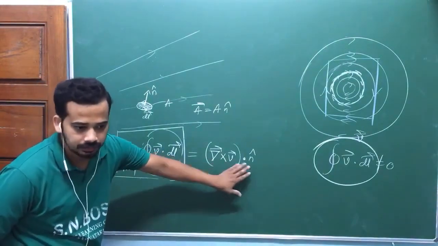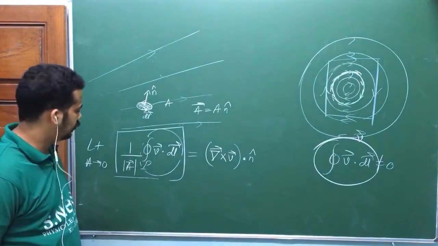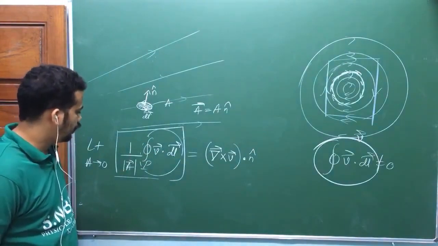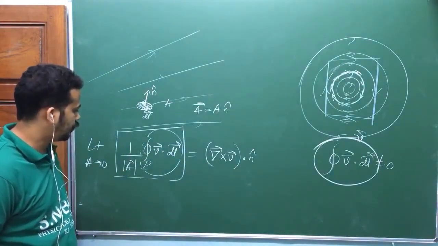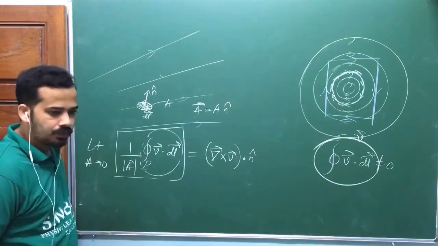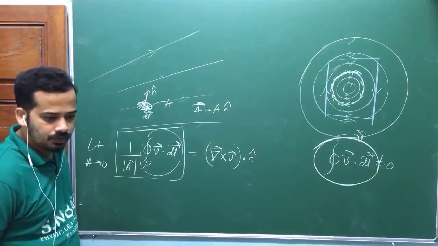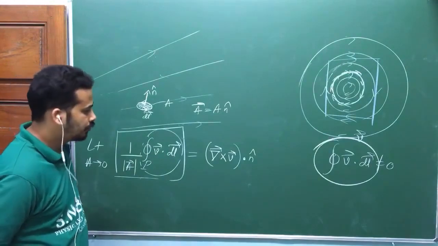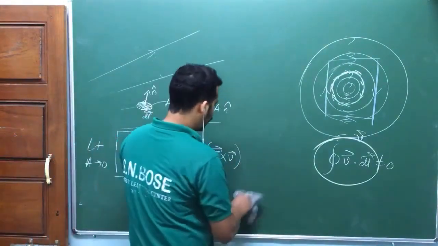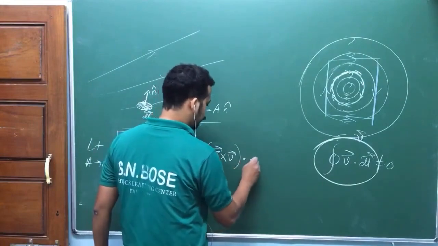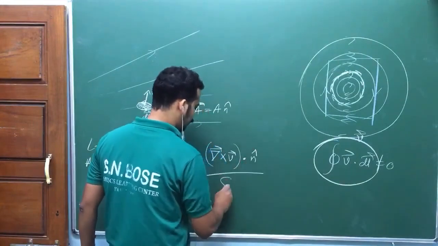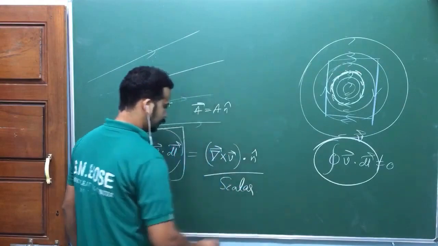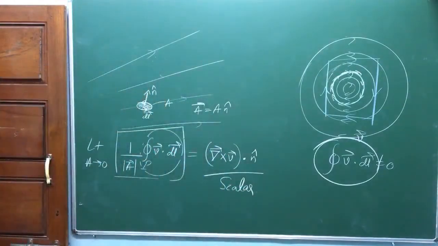Here the circulation is a dot product, so the left-hand side is a scalar divided by a scalar. How do we represent the n cap direction? This is a dot product between two vectors, and this is also a scalar.